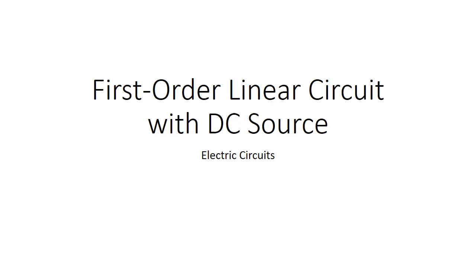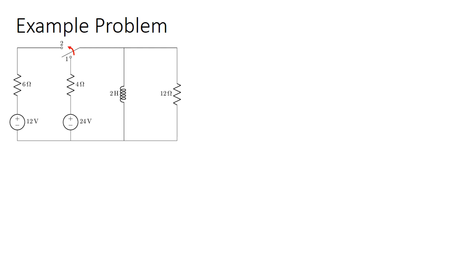The purpose of this video is to go over an example of a first-order linear circuit, one containing either an inductor or a capacitor and one or more resistors. And in this circuit there is a DC source. So here's the example we're going to be looking at.